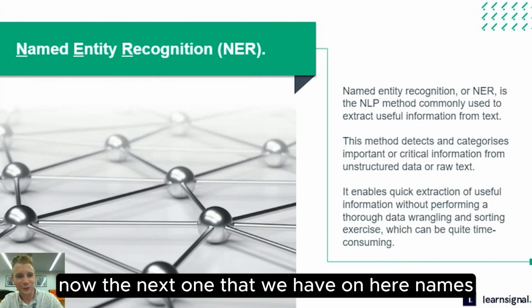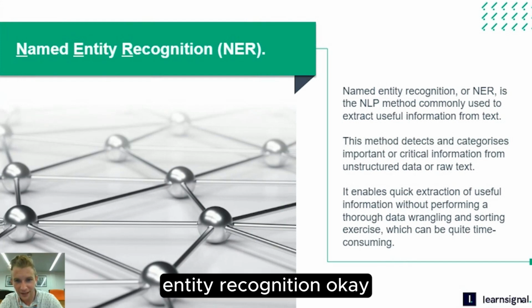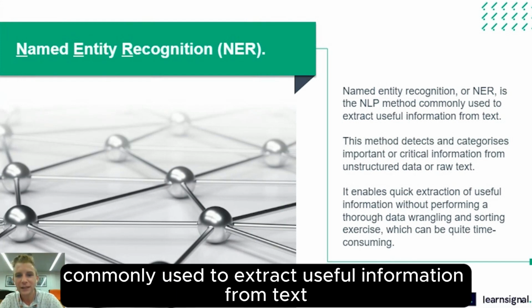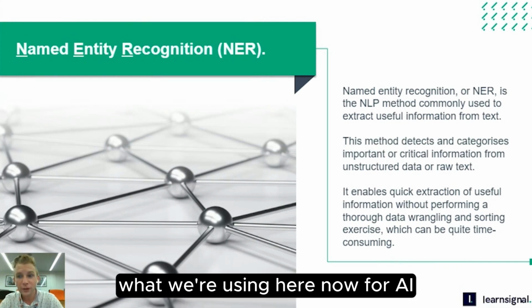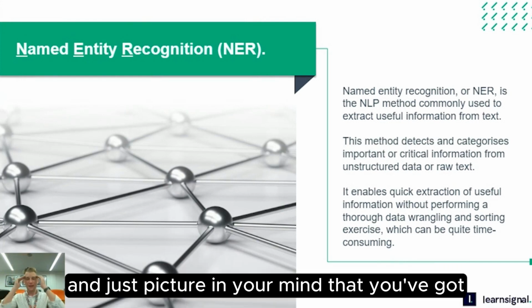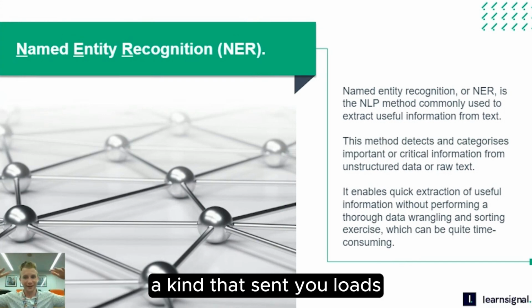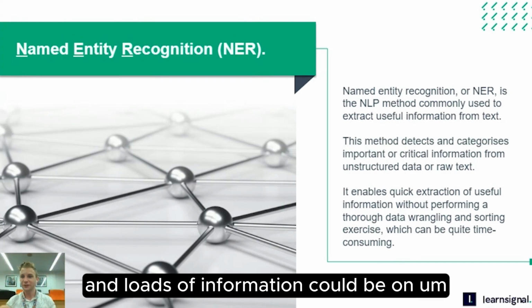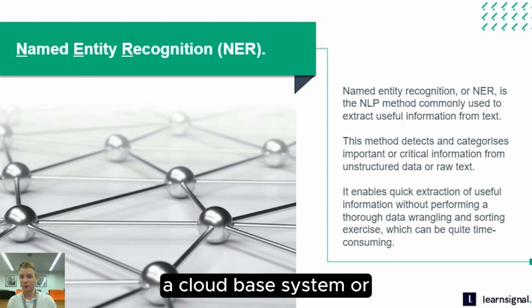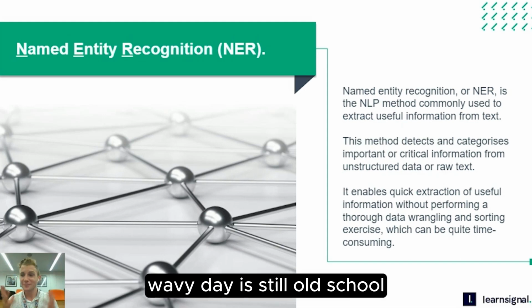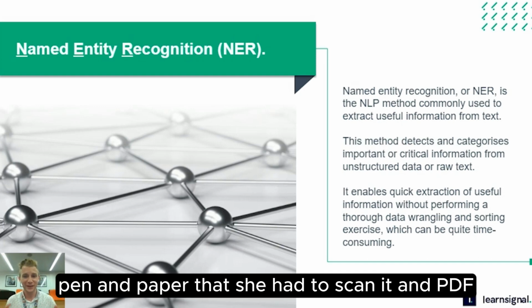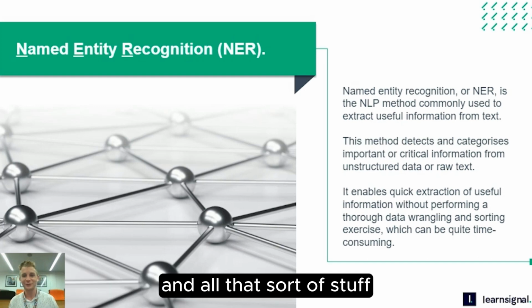Now, the next one that we have here is named entity recognition. This is a method commonly used to extract useful information from text. Just picture in your mind that a client has sent you loads and loads of information, which could be on a cloud-based system, or maybe they're still old school pen and paper, and you've actually had to scan it and PDF it and all that sort of stuff.